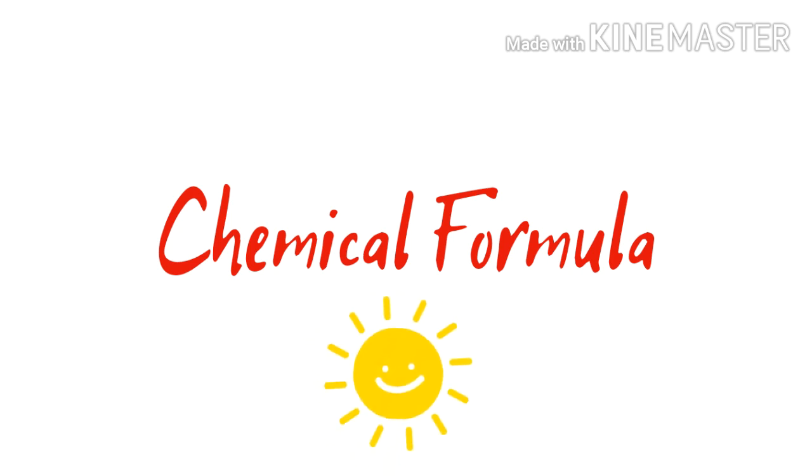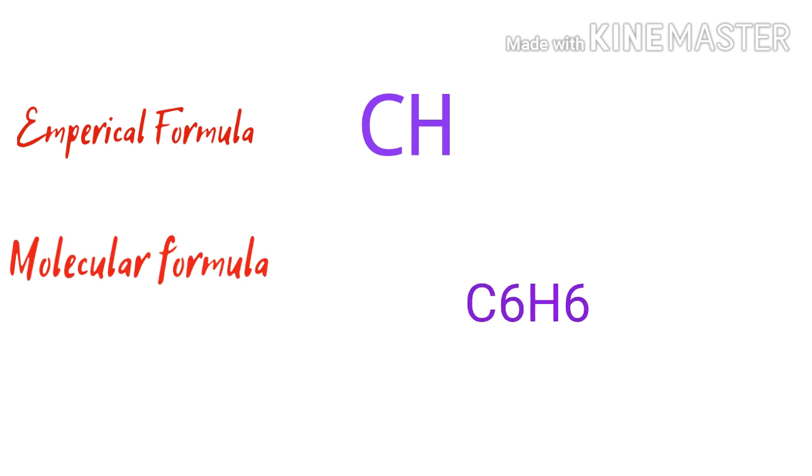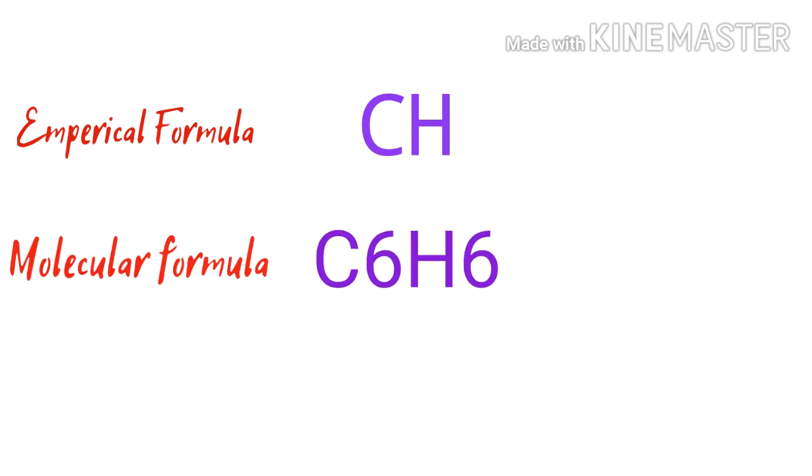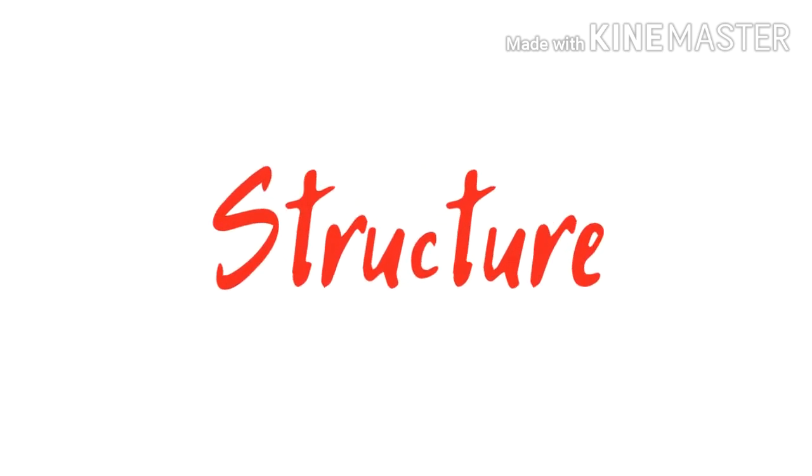Chemical formula. The empirical formula of benzene was calculated as CH, and after that the molecular formula was found to be C6H6. That shows it is a highly unsaturated hydrocarbon. The structure of benzene is the next destination.